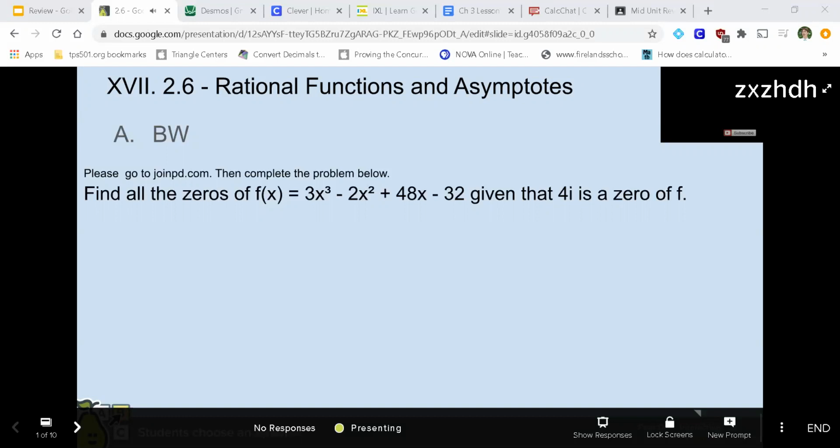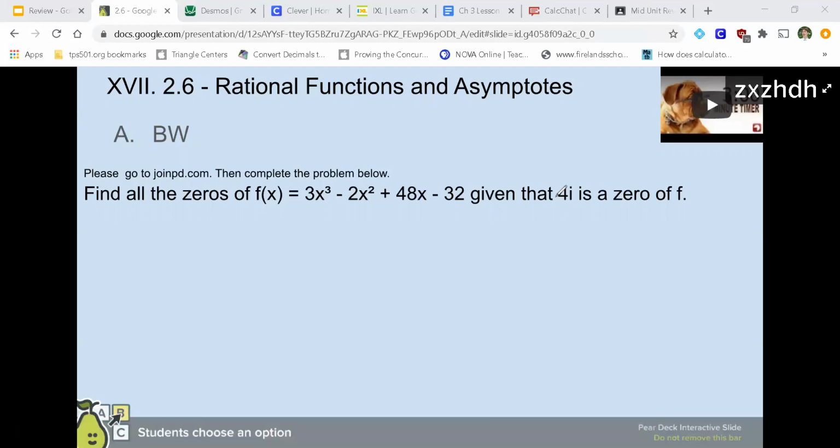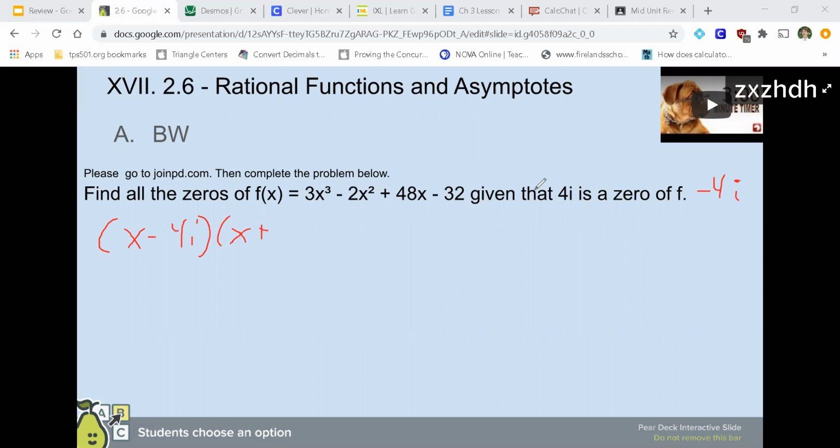Okay, so let's do this piece by piece. If 4i is a zero, what else is a zero? Negative 4i. So 4i is a zero, negative 4i is a zero. Since those two are zeros, I know that I can write x minus 4i and x plus 4i as factors, right?